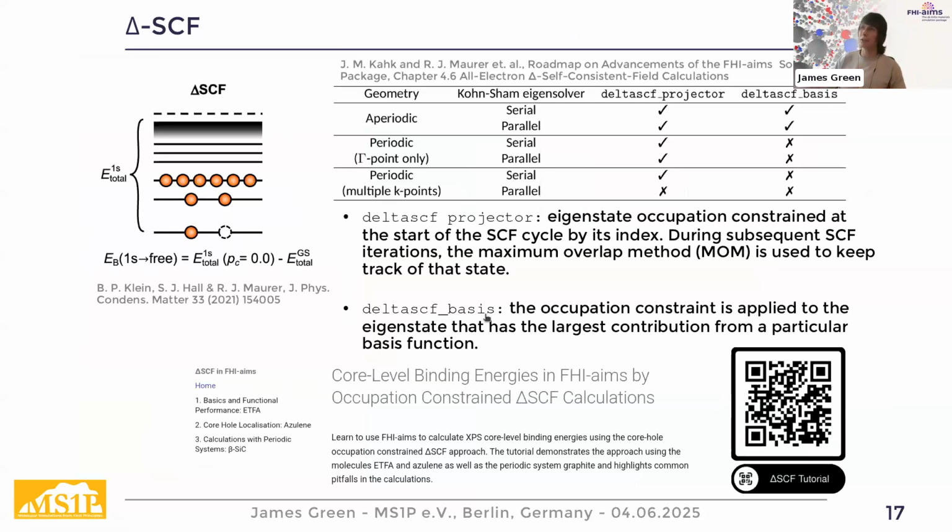So for example, a basis function that corresponds to a 1s orbital. This is very useful for core states, which have an eigenstate that is comprised essentially of one basis function. And other than that, there are different availabilities of these two methods. The delta SCF basis can only be used for molecular systems at the moment, whereas the projector can be used for periodic systems as well. So those are the main differences between the two.